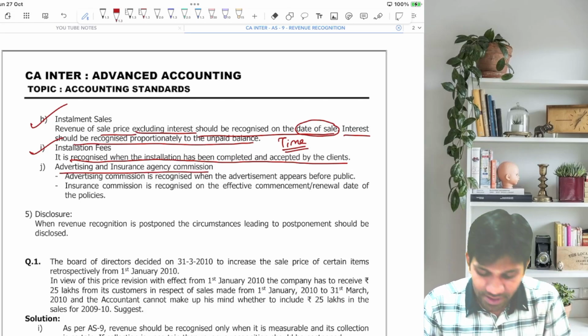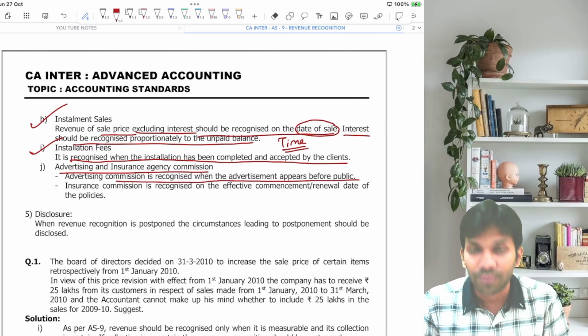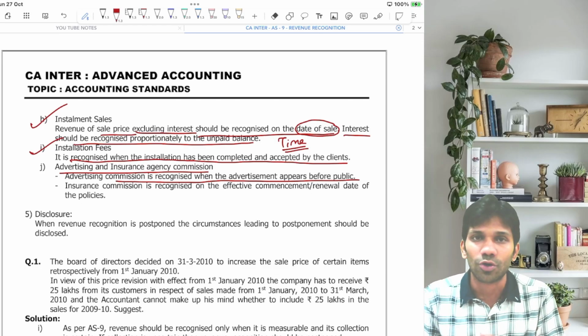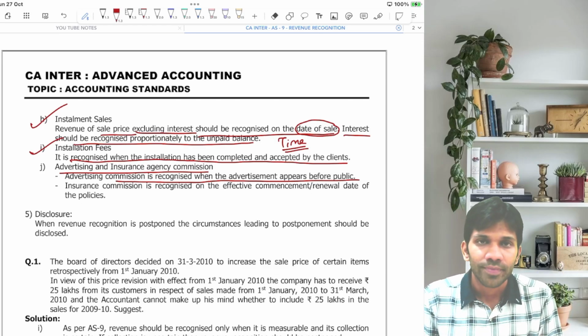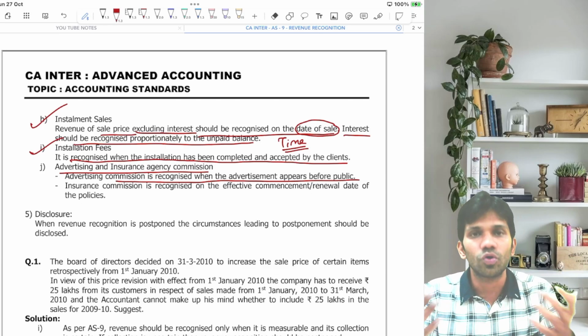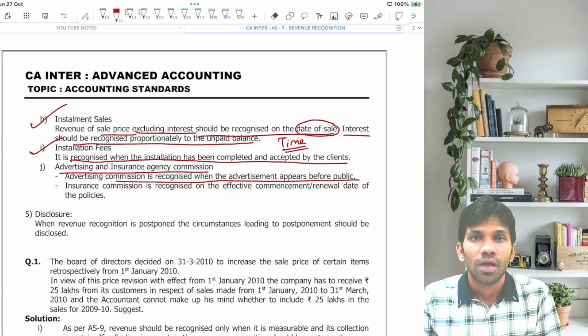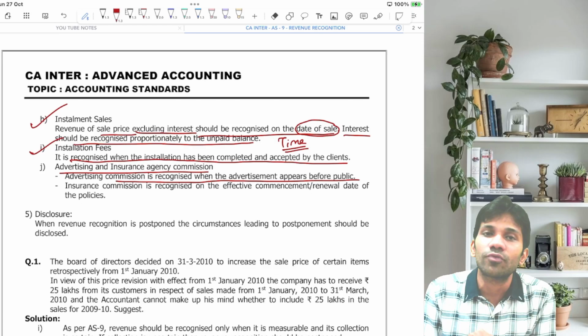Advertising and insurance agency commission. Advertising commission is recognized when the advertisement appears before the public. Suppose you are the target audience, or you are the consumer. You are some businessman. Let's assume you are a businessman. You approach me because I'm an advertising firm. You give me one advertisement to be prepared. Now, when should I recognize revenue from the advertisement?